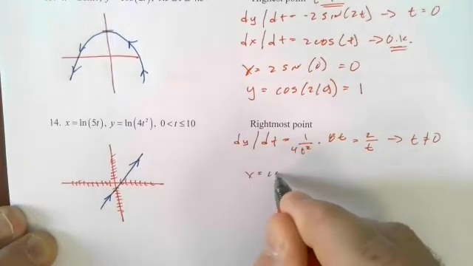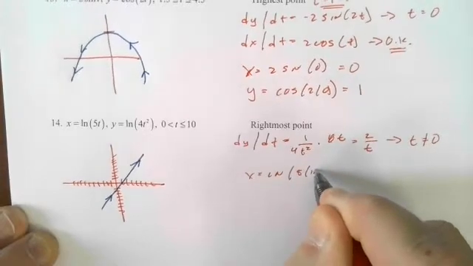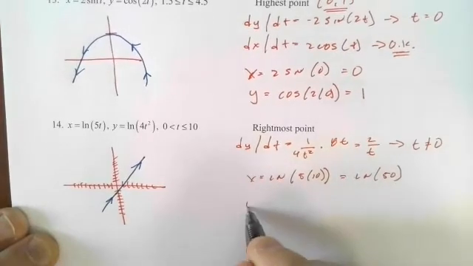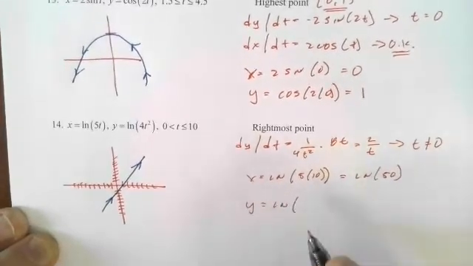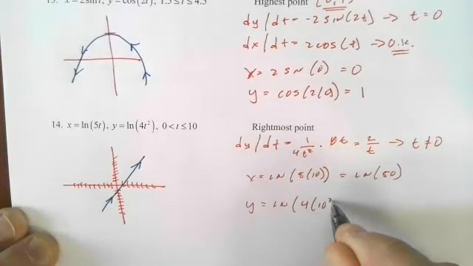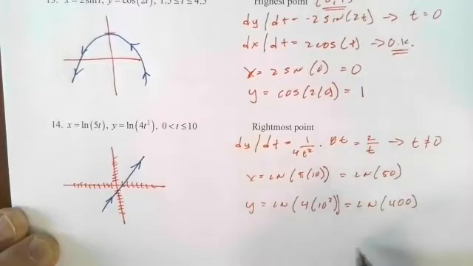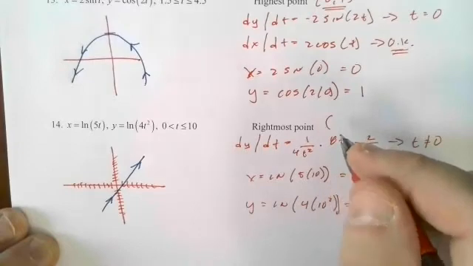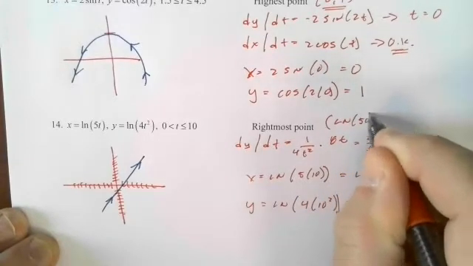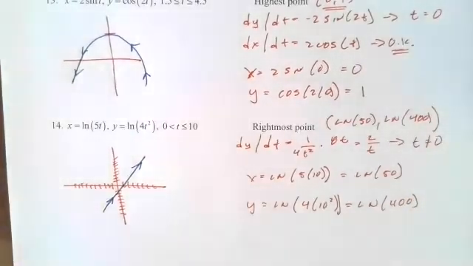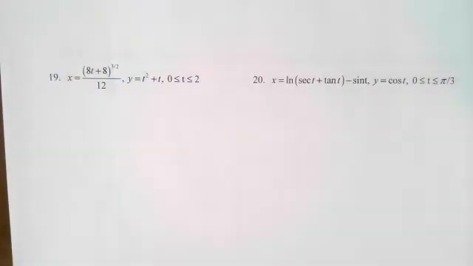So x equals ln of 5 times 10, which equals ln of 50. y equals ln of 4 times 10 squared, which equals ln of 400. So the rightmost point is (ln 50, ln 400). I don't know about you, but I find that incredibly unsatisfying. Oh well.